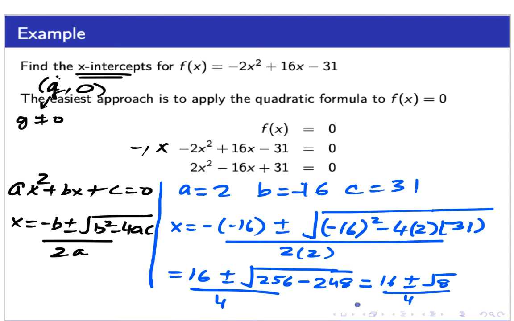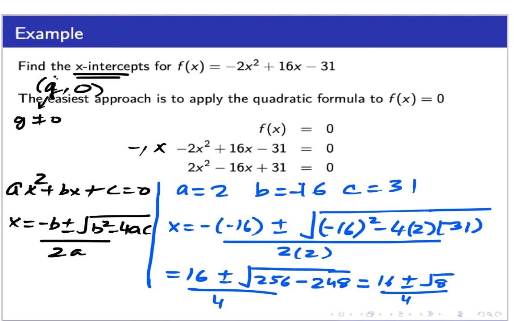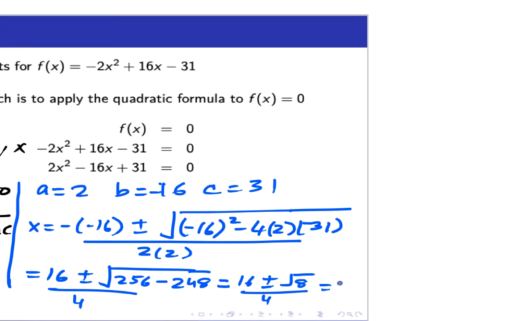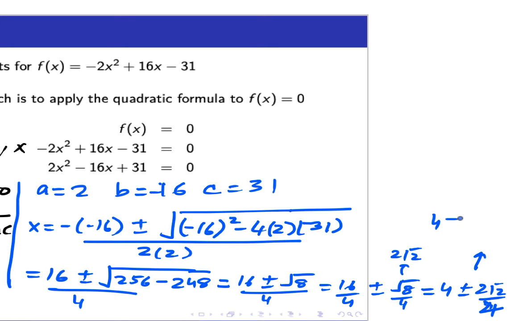We can divide this also. It's going to be 16 over 4 plus or minus the square root of 8 over 4, which is 4 plus or minus, now the square root of 8, if you remember, can be written as 2 root 2. So it's 2 root 2 over 4, which we can write as 4 plus or minus the square root of 2 over 2. Or more simply, 4 plus or minus 0.5 square root 2.